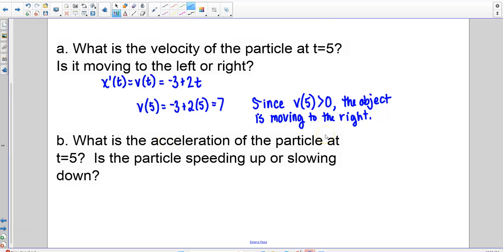So for the acceleration of the particle, I need to take the second derivative, right? I've already established that x prime of t is v of t. So it's perfectly okay here just to do v prime of t. And I like to call it a so I remember that it's acceleration. If you want, you can also call it x double prime of t. Any of those three are fine. And the derivative of v of t is just 2, right? So a of 5 is going to be 2.